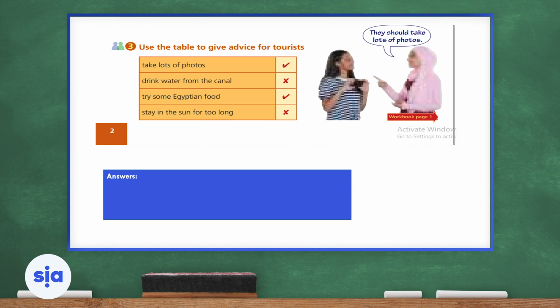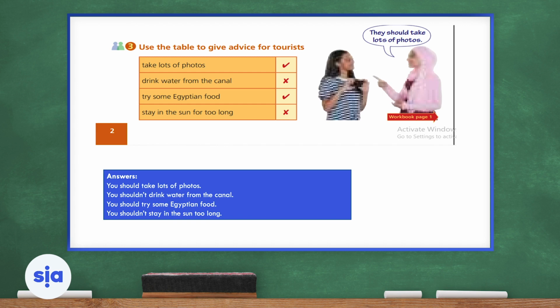Okay, if you look at the right-hand side, in the speech bubble, the two girls are talking to one another and one of them tells the other they should take lots of photos. So what do you think tourists should do? Think about advice you would give to tourists who come to Egypt. We can say, you should take lots of photos. We should also say, you shouldn't drink water from the canal.